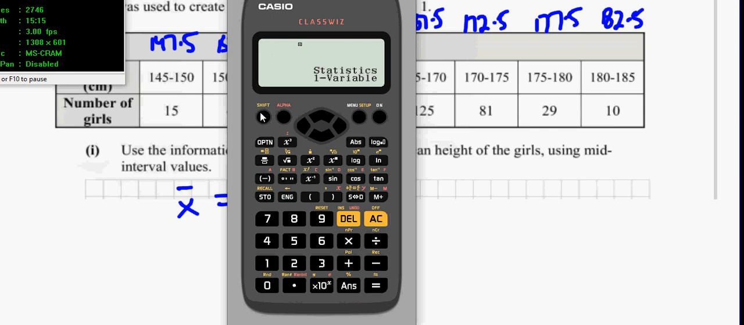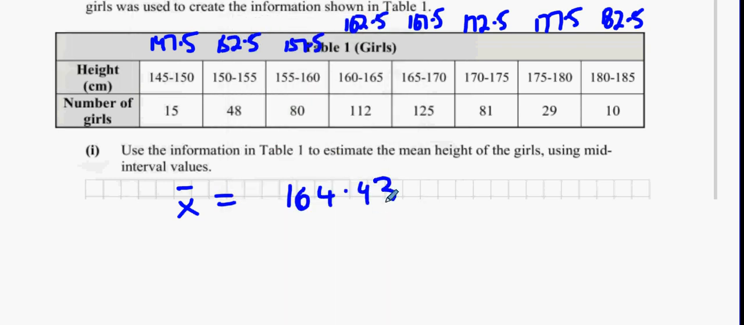That means I more likely put the numbers in correctly. And then you go options for me, variables, and then I'll go for number 1 for the average, and I get 164.43. Anybody else match me on that? Yeah, that's okay.